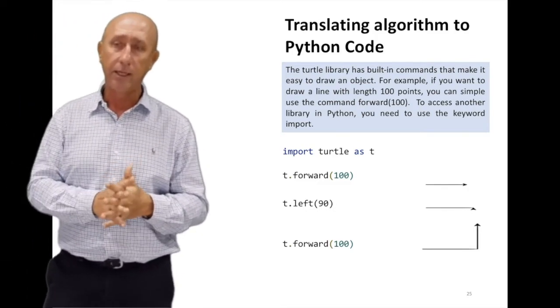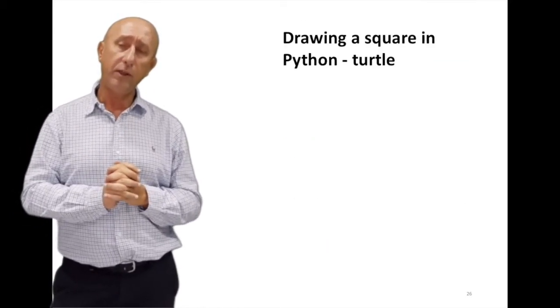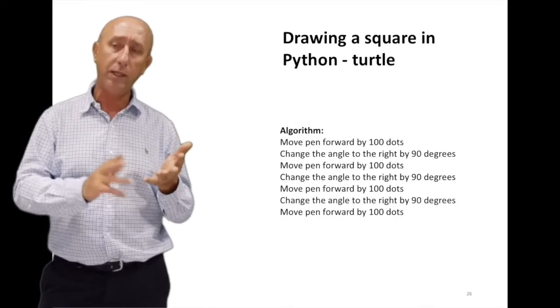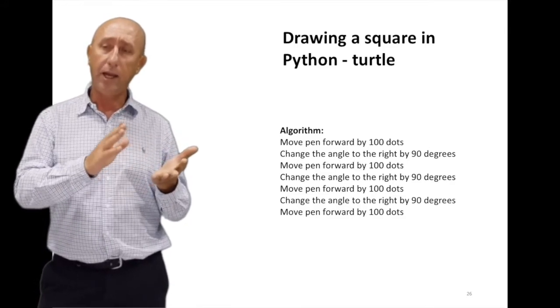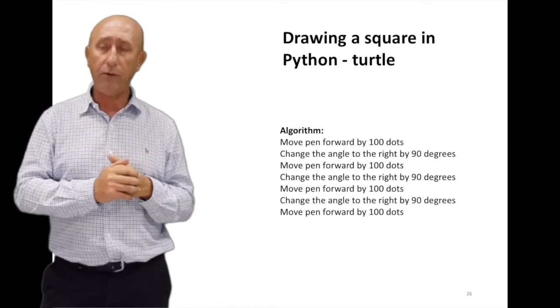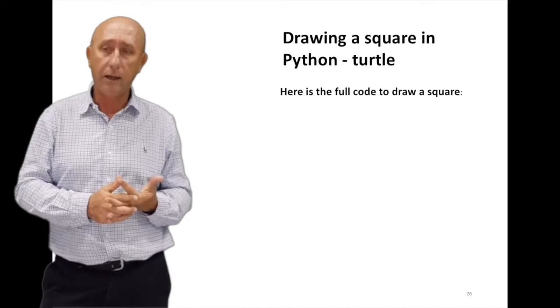All right, next. Okay, so how do we draw the square now? If we look at the algorithm that we had before, it's basically move 100 points, 90 degrees, 100 points, 90 degrees, 100 points, 90 degrees, and 100 points and 90 degrees, 4 times. Now, if you want to take that and translate it into Python, this is how it looks, okay?